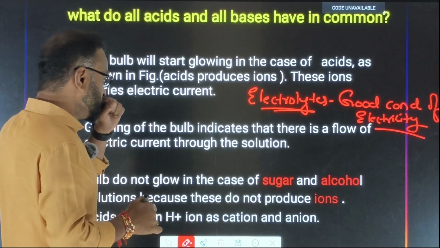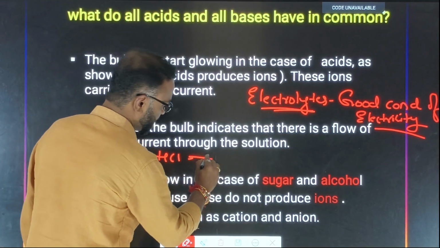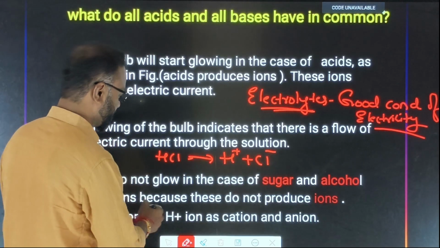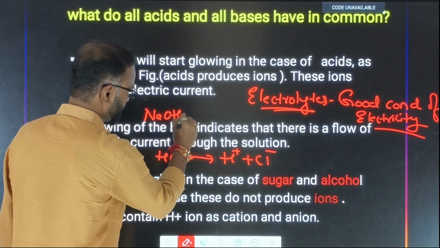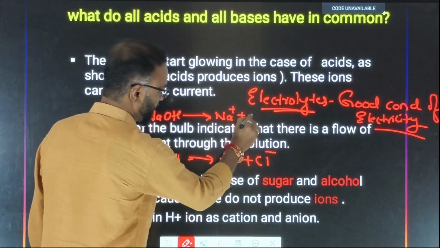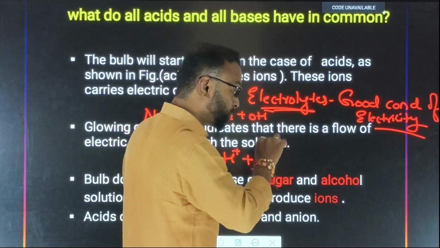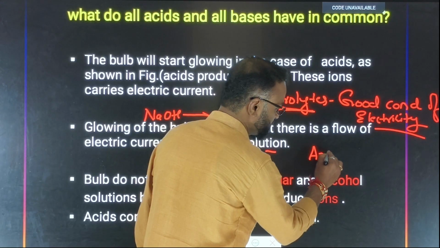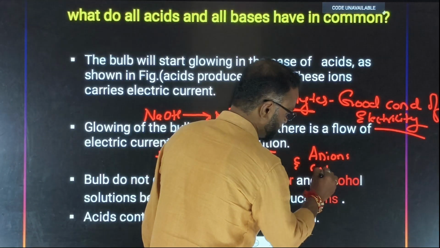What is the reason? Take the example of HCl. In water, it dissociates to form H plus and Cl minus. Similarly, take the example of sodium hydroxide, which is a base. In the aqueous state, it produces Na plus and OH minus ions. That means both are capable of producing anions and cations.